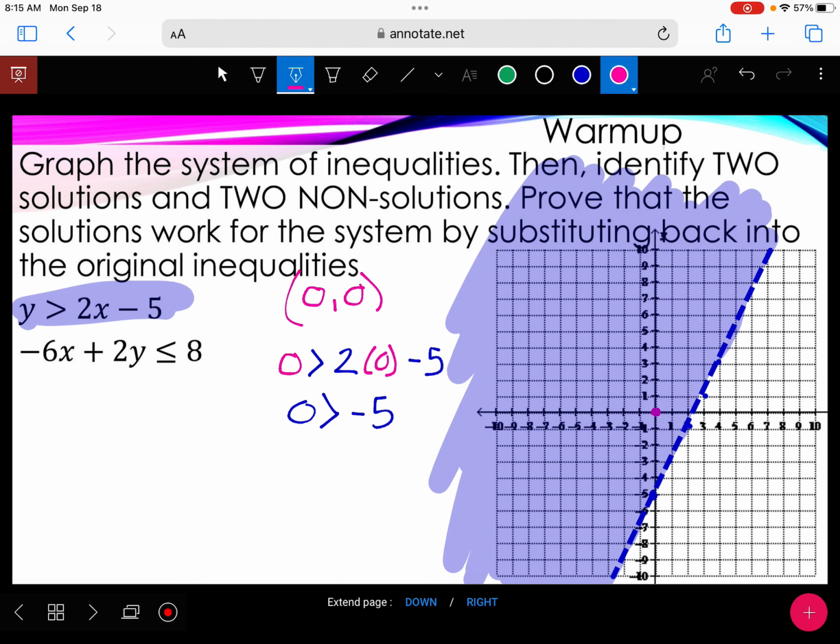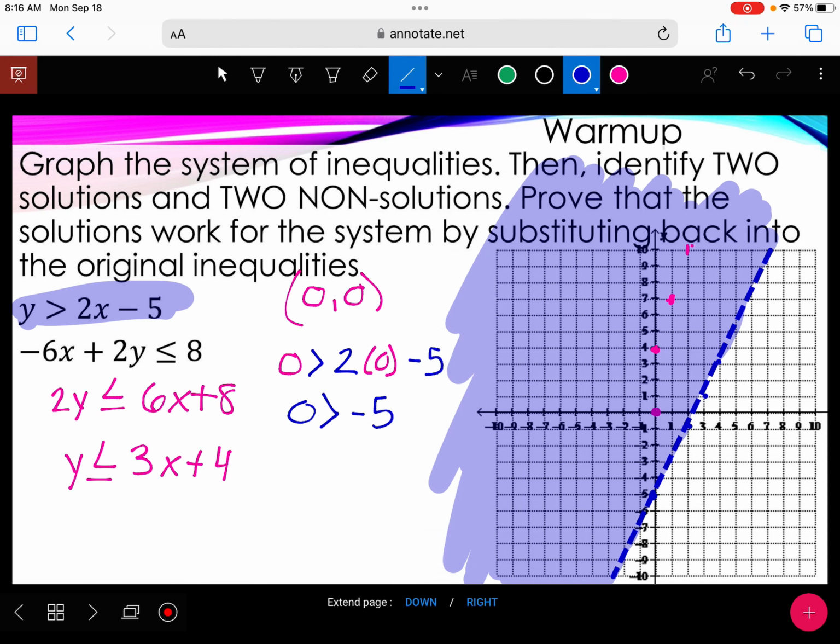Our other equation, you can do it with our xy intercepts, or we can solve this into slope-intercept form to get 2y is less than or equal to 6x plus 8, so that y is less than or equal to 3x plus 4. So that gives us a line up here that we connect with a solid line, something like that.